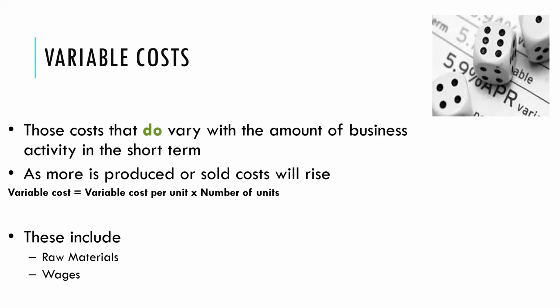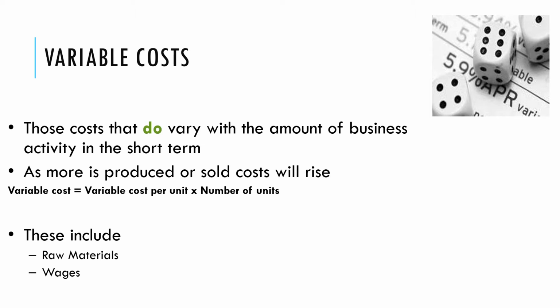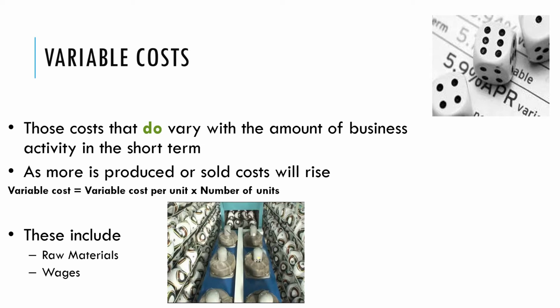Variable costs, on the other hand, do vary with the amount of business activity. So as more is produced or sold, costs will rise. So these examples include raw materials and wages. So for example, if we're manufacturing footballs, the more footballs we manufacture, the more we spend on raw materials like plastic. We can calculate the variable cost by saying, what is the variable cost per unit? Maybe it's €5 per football. Multiply by the number of units. Say we're making 10 footballs. How much are we spending on variable cost? Well, we will spend €50. And as the number of units we make rises, so will how much we spend on plastic, on the variable cost.